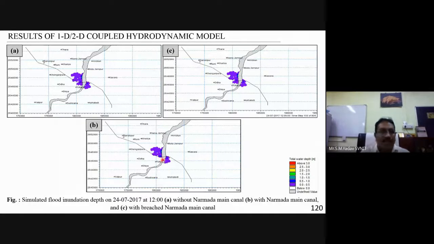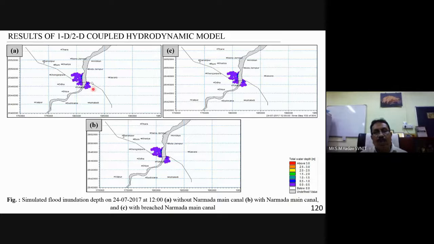So you can see the simulated flood inundation depth on 24/7/2017, 12 o'clock, without Narmada Main Canal. A is without Narmada Main Canal and B is with Narmada Main Canal. So if we consider Narmada Main Canal, and C with bridge Narmada Main Canal.